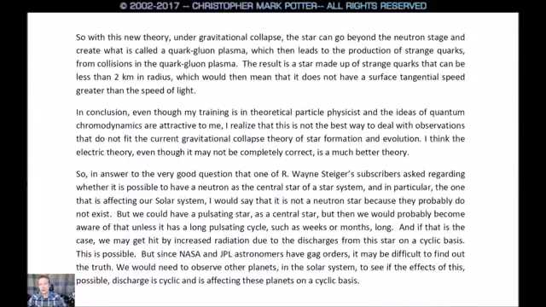So with this new theory, under gravitational collapse, the star can go beyond the neutron stage and create what is called quark-gluon plasma, which then leads to the production of strange quarks from collisions in the quark-gluon plasma. The result is a star made up of strange quarks that can be less than 2 kilometers in radius, which would then mean that it does not have a surface tangential speed greater than the speed of light.